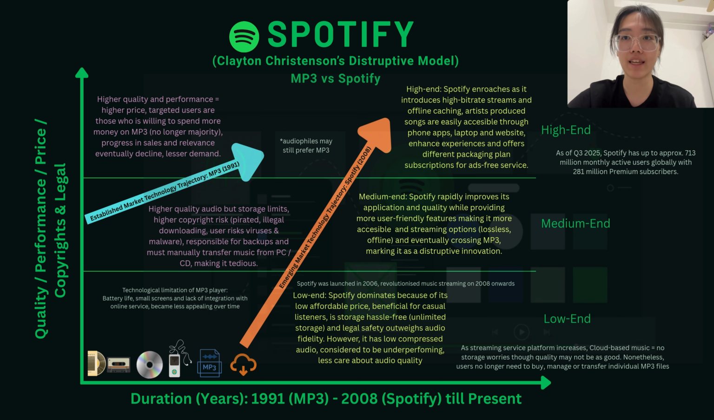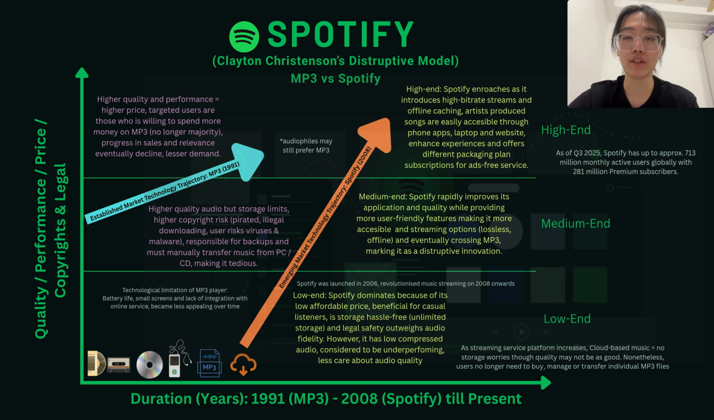Now the x-axis in this graph represents the timeline, starting from MP3 in 1991 to Spotify from 2008 until today. Whereas the y-axis represents performance as valued by users, including audio quality, price, convenience, as well as legality. First, let's compare MP3, the established technology.